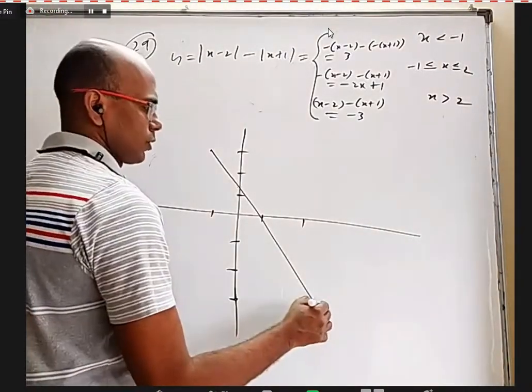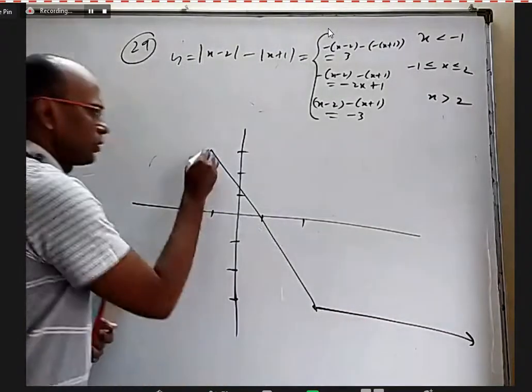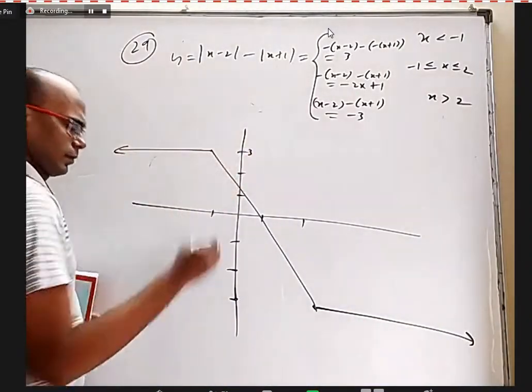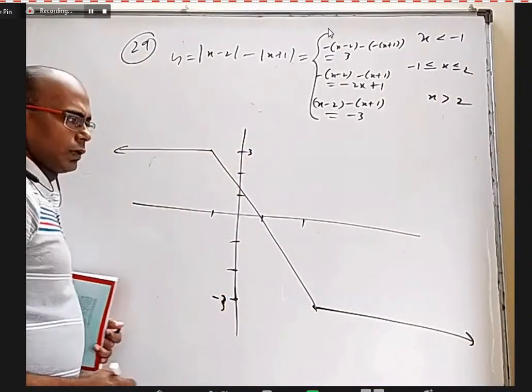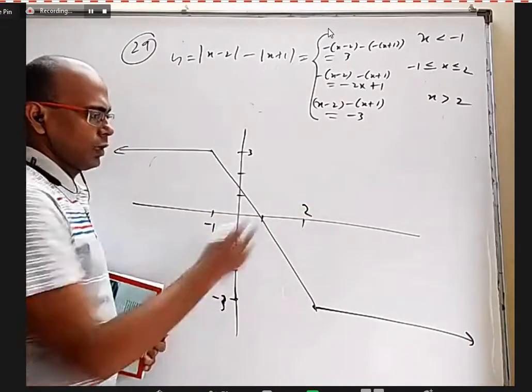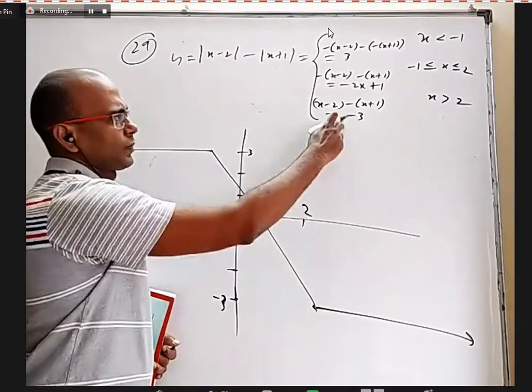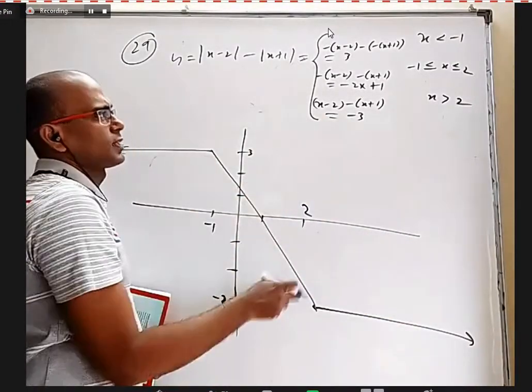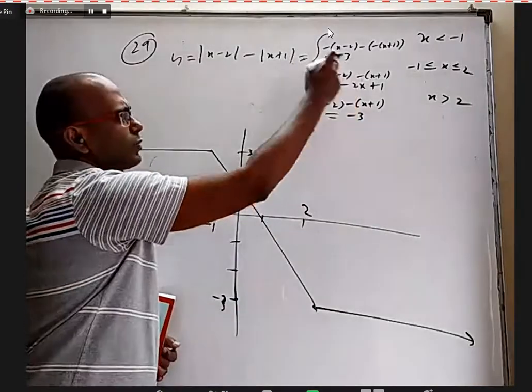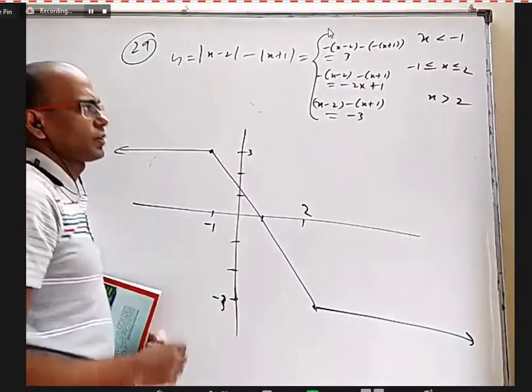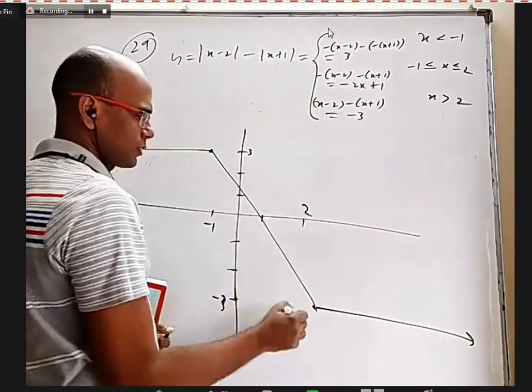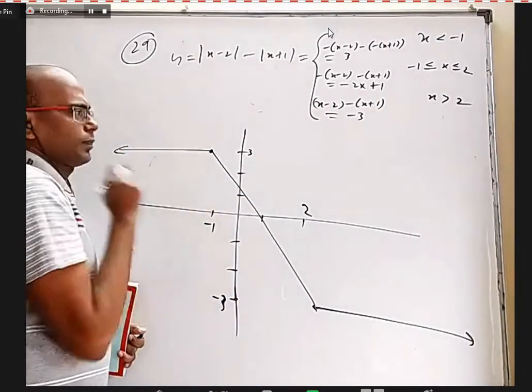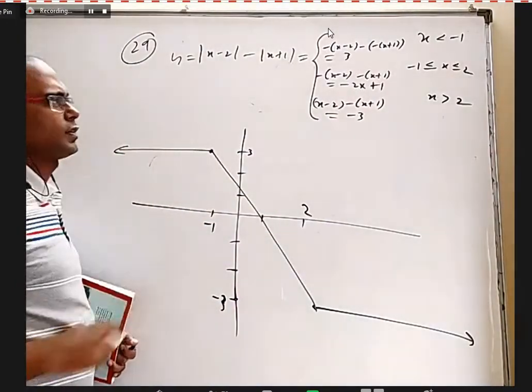After that, it is always minus 3. Before that, it is always 3. Okay, this is 2, this is minus 1. After 2, it is always minus 3. Between minus 1 to 2, it is this line, minus 2x plus 1. And you can also observe it will pass through exactly these 2 points. At 2, it is minus 3. At minus 1, it is 3. And before minus 1, it is always plus 3.